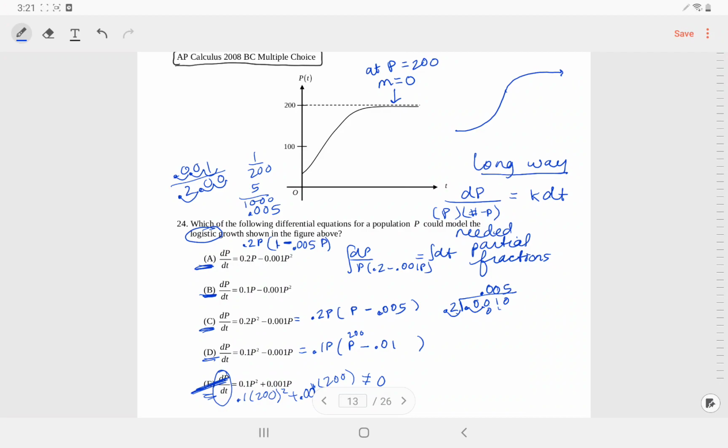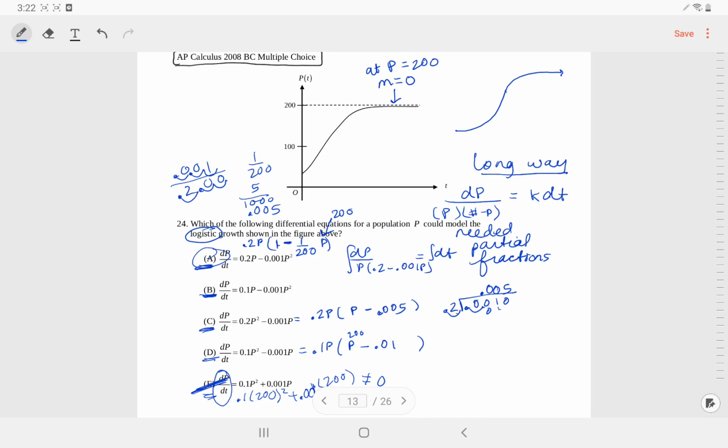Okay, so I believe if I put in a 200 here, oh, we should leave it. Let's leave it as 1 over 200. Look at 1 over 200. When you plug in a 200, you get 0. So the slope is 0 there. Very interesting.